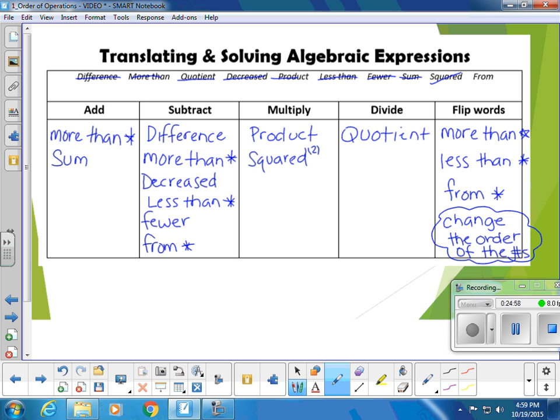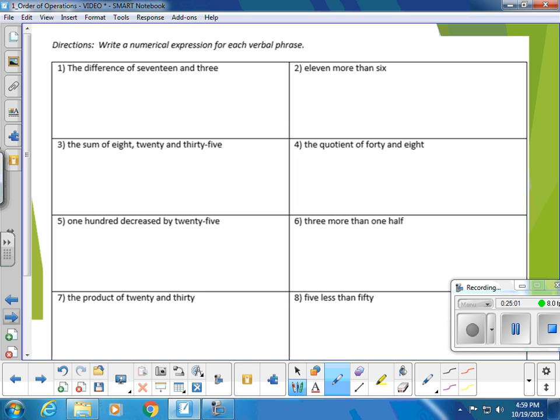Okay. So let's look at some examples. Again, we're not going to do all of these. We're just going to do a few, and then you'll do the rest for your Edmodo quiz. So, for example, the difference of 17 and 3. If you look at the top of your paper, we know that difference means to subtract, and the two numbers that are given to me are 17 and 3. There's no flip words given to me, so I know I just write 17 and 3 in the same order they're given to me, and I write the subtraction in the middle. That's an expression. I have numbers with an operation, but I do not have an equal sign, so that's an expression.